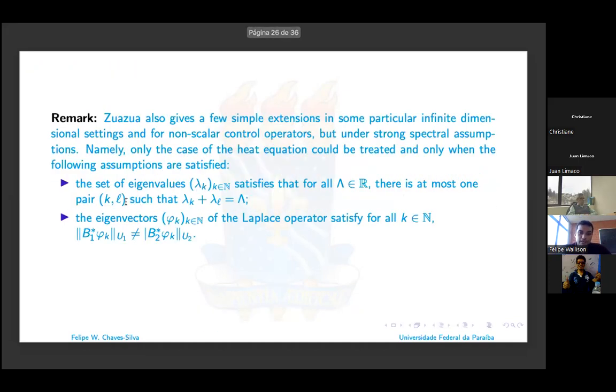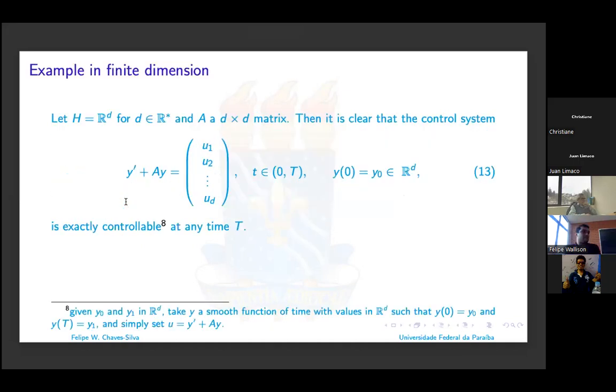And to finish my talk, I will give some examples to show how this kind of thing could be applied, okay? I will give three simple examples. So my talk is actually very short, as you can see. The first example that I want to mention is in finite dimension, and I will take a system here. A is a matrix, Y, of course, is a vector, and I put a full set of controls U1, ..., UD.